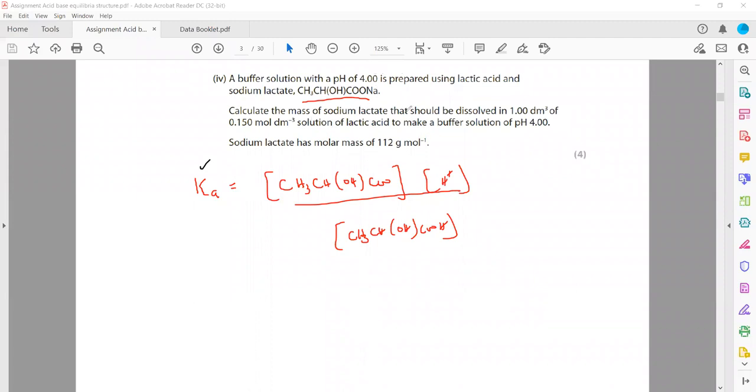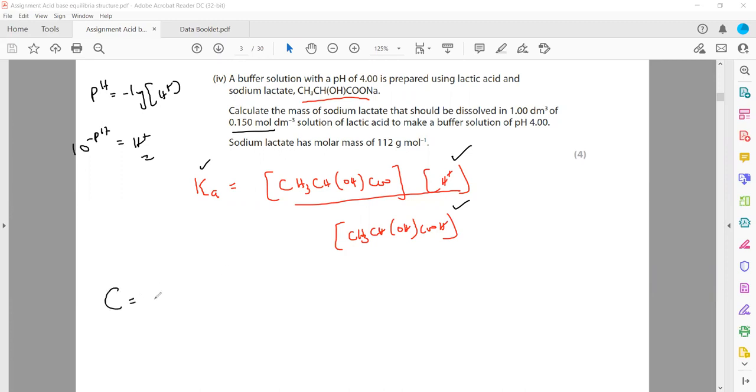We have to calculate the mass of sodium lactate that should be dissolved in 1 dm cube of 0.15 mole solution of lactic acid. So we have the concentration. We can also find the hydrogen ion concentration. As we know, pH is equal to minus log of hydrogen ion concentration. So hydrogen ion concentration will be equal to 10 to the power minus pH. So 10 to the power minus 4 will be the hydrogen ion concentration. After knowing this, we get the concentration. I will solve the question, but I'm explaining the idea.